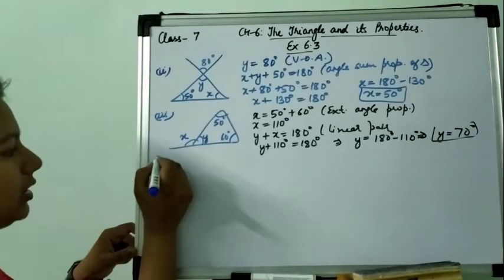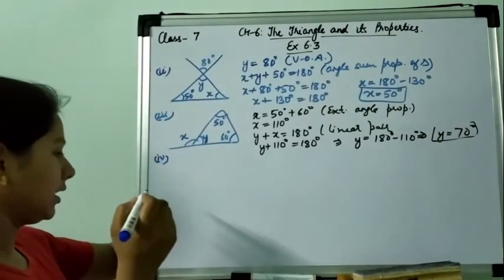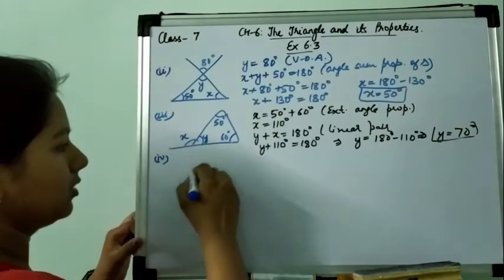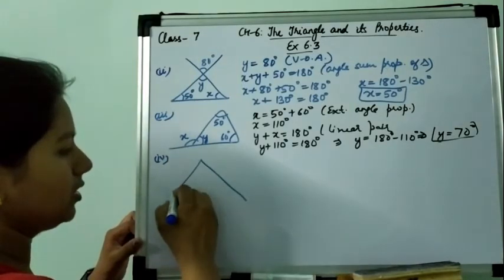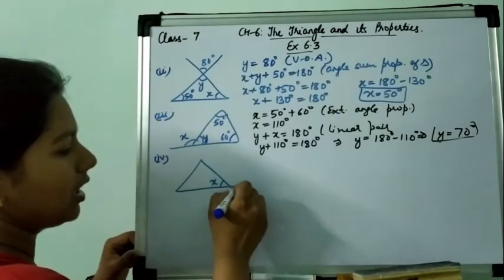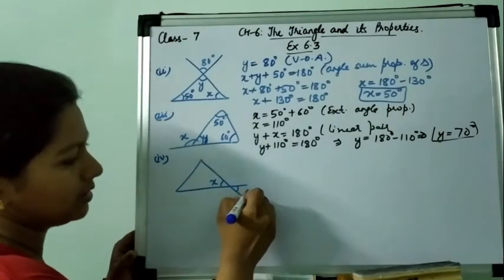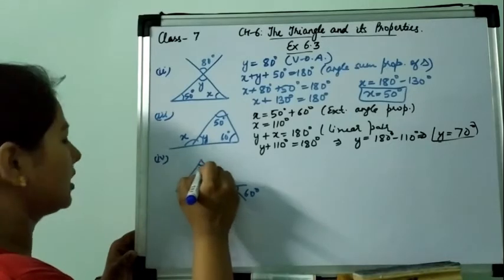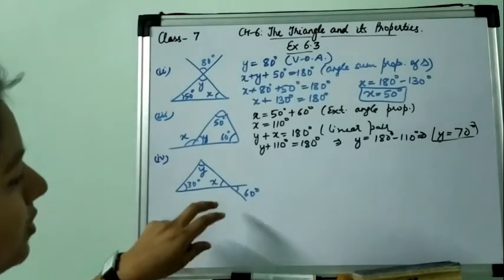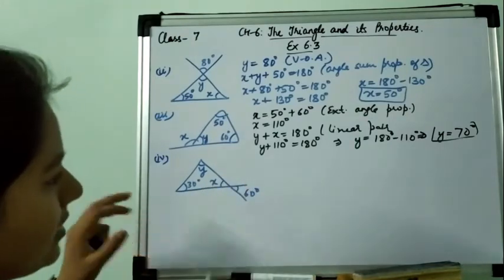In fourth part, again the diagram is very simple. This kind of diagram is made. Here the angle is x and this angle is 60 degree. Okay, this angle is y and here it is 30 degree. So just by observation we can say that these two lines are intersecting.